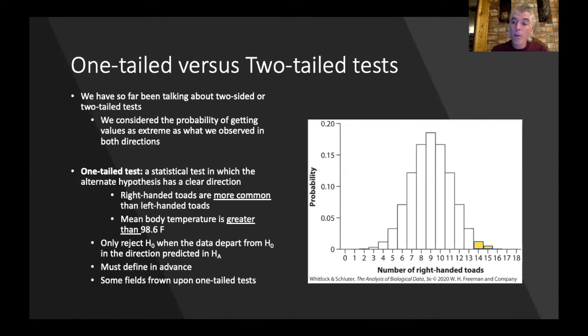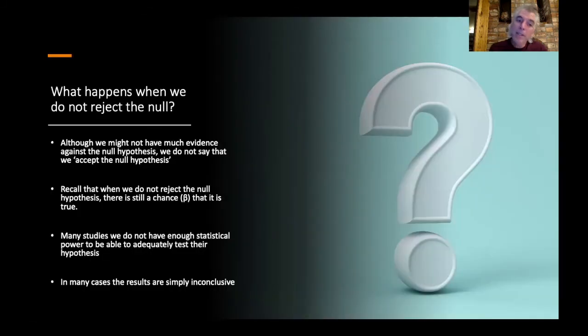So this means that, of course, we need to decide a priori, before we collect our data, before we analyze our data, whether we're going to be using a one-tailed or a two-tailed test. We can't simply decide after the fact that we would rather have a smaller p-value, and so we're going to use a one-tailed test instead of a two-tailed test. That would be an unethical decision to make. And in fact, some fields frown upon one-tailed tests altogether, and in general only accept analyses based on two-tailed statistical tests. So what happens then when we fail to reject the null hypothesis?